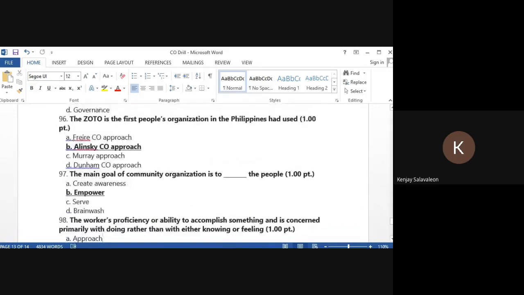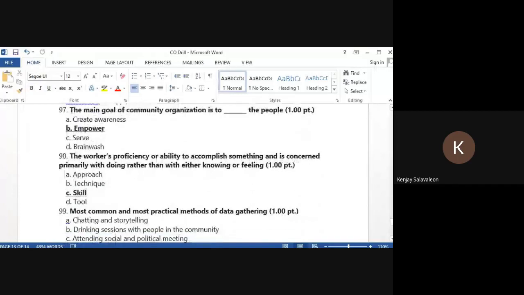96. Zoto is the first people's organization in the Philippines that had used social action ni Alinsky. Paulo Freire, yun yung conscientization. Alinsky naman is yung social action. 97. The main goal of community organization is to empower. Alam naman natin yan. Self-sufficiency.